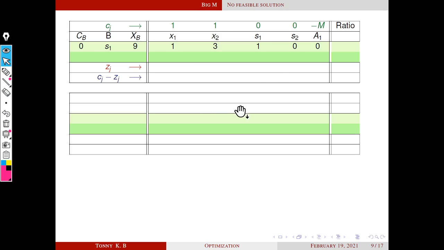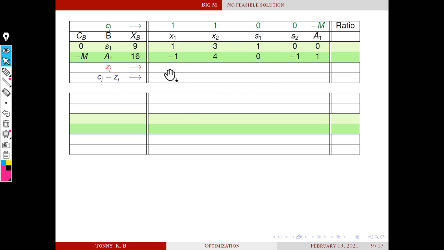Okay, so this is our initial simplex table. Here our initial basic variables are s1 and a1. The coefficient of s1 is 0 and the coefficient of a1 is minus M. Then they are the initial solutions of s1 and a1. Then you can write this initial table like this.